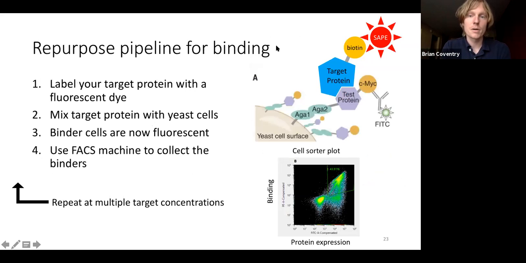It's quite easy to repurpose the pipeline for binding. Instead of testing for protease stability, you label your target protein with another fluorophore, and then you're able to sort it with a two-channel sorter, with your x-axis being expression, y-axis being binding, and you can get your cells. And this is about as far as we're going to go into this. I'm not going to show you FACS data, but this is where most of their high throughput data is coming from. And so back to protein design.